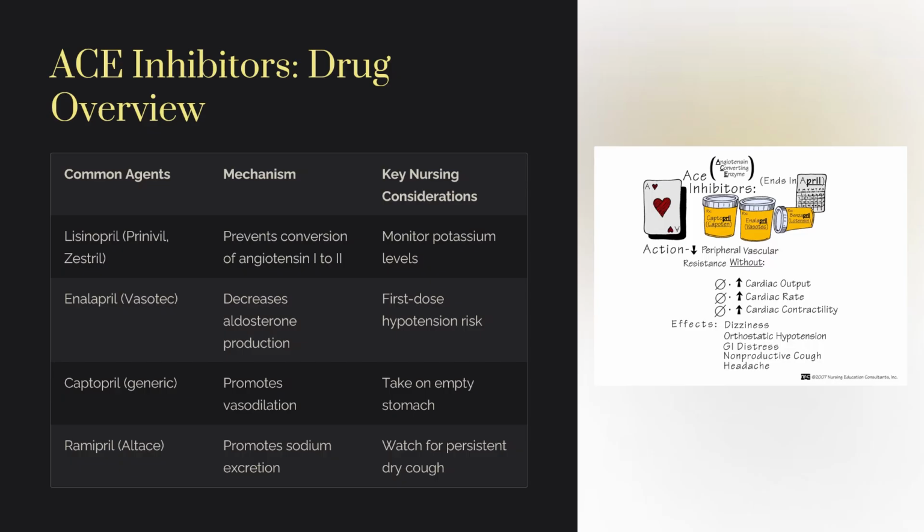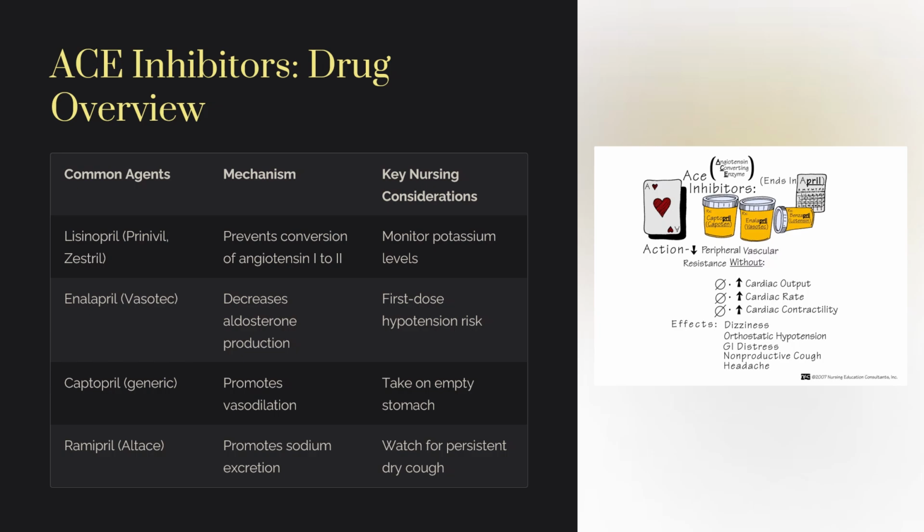So the benefit to this is they are decreasing that peripheral vascular resistance, which is decreasing the blood pressure without affecting or increasing their cardiac output, their heart rate, or contractility. Okay, so if somebody has issues with these things already, it would be beneficial for me to not give them something that's making their heart work harder. Okay, so an ACE inhibitor would be helpful.